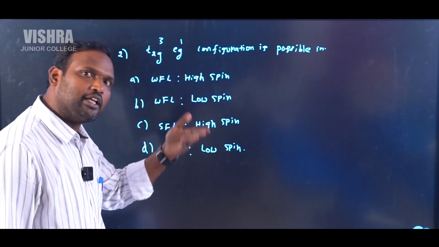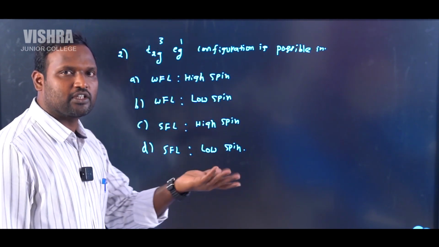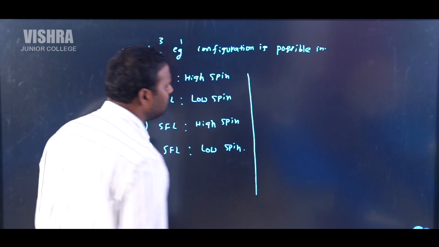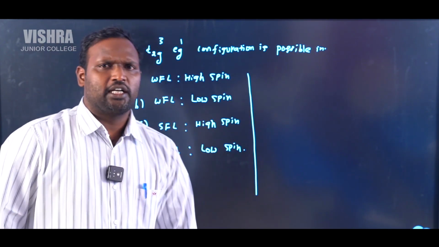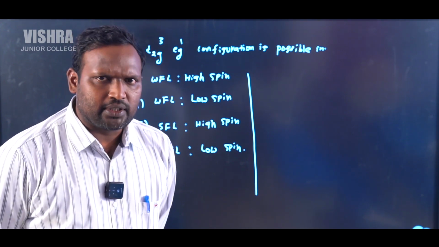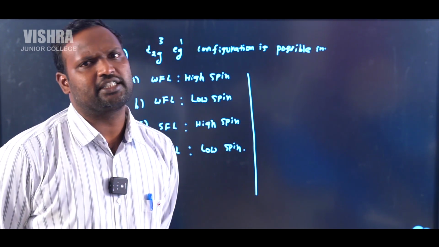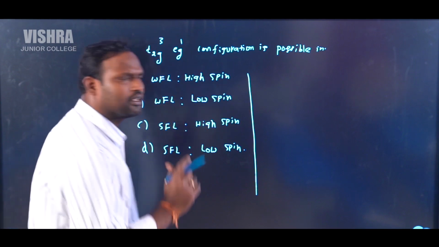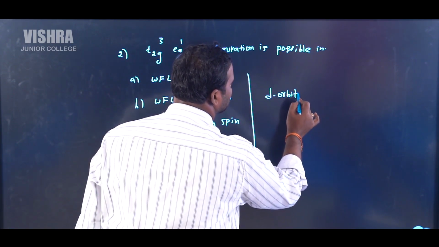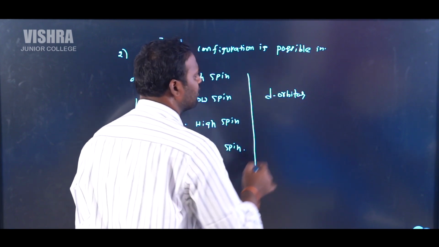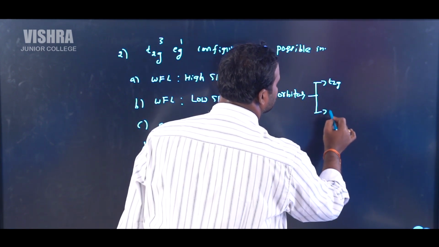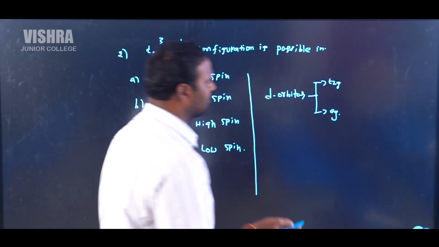If it is a complex compound, in the electronic configuration of the central metal atom, generally the degenerate d orbitals split into two types of sets. One is the t2g set and another is the eg set. There are 5 types of d orbitals. These 5 d orbitals are classified into two sets: one is the t2g set, another is the eg set.